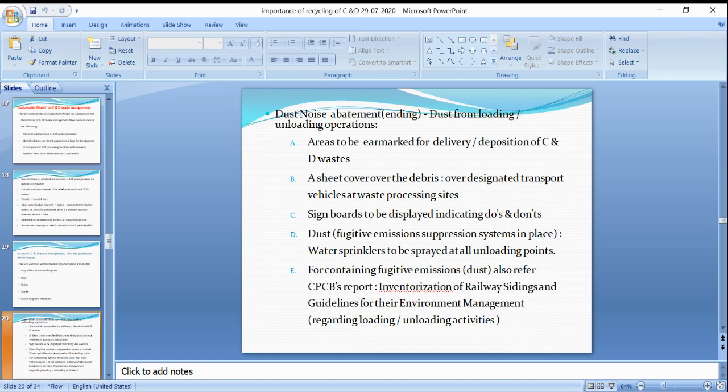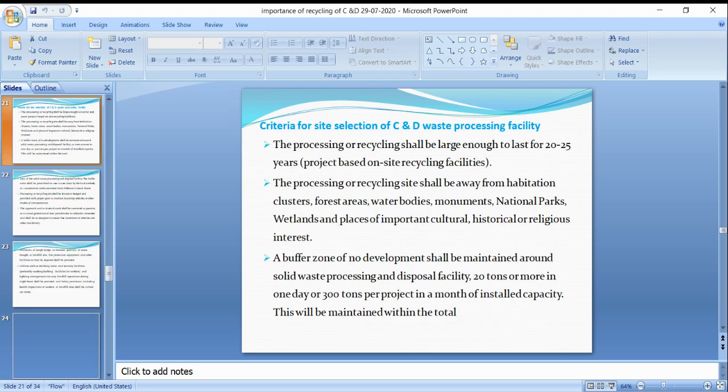So water should be sprinkled so that the dust will not rise. For containing fugitive emissions, also refer to CPCB's reports, the inventorisation of railway sidings and guidance for the environment. This will be looked after by the railway departments also.